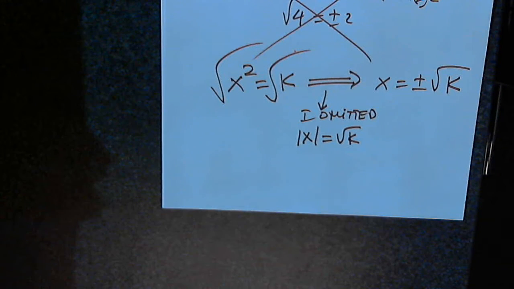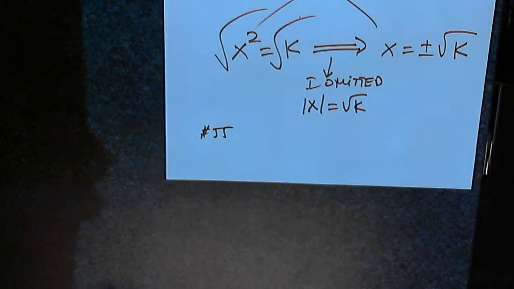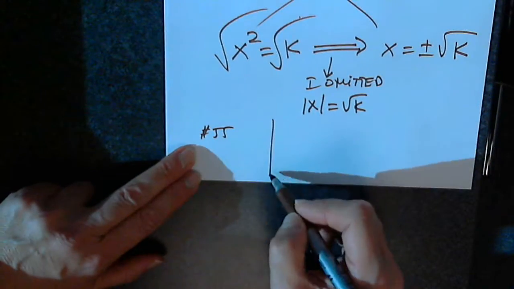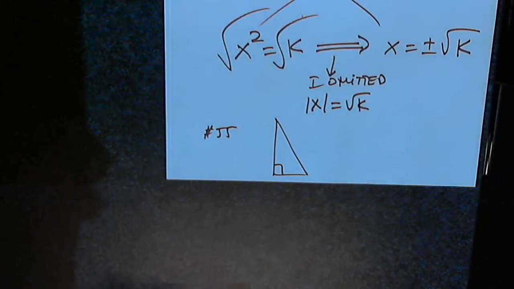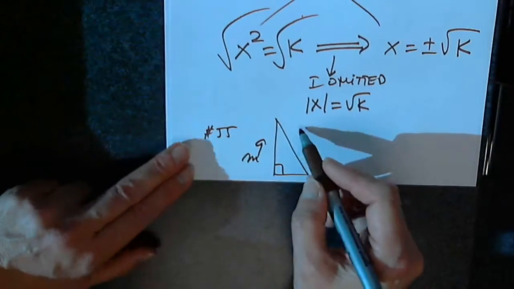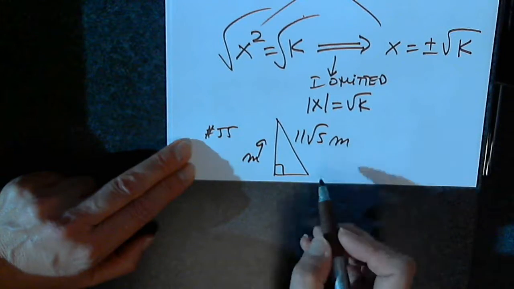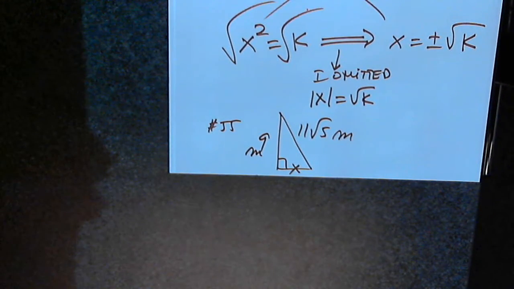Very good. Okay, so let's look at 55. In 55, we have this. We're given another right triangle with one leg, which is 9 meters, and a hypotenuse, which is 11 the square root of 5 meters, and we're asked to find another leg. So let's work on this for 1 minute, and then we'll look at a word problem.